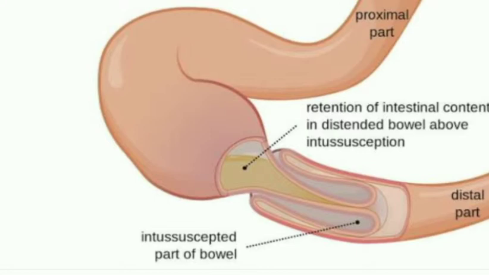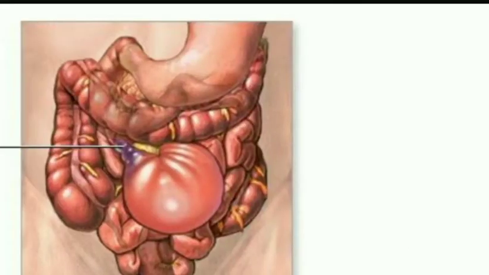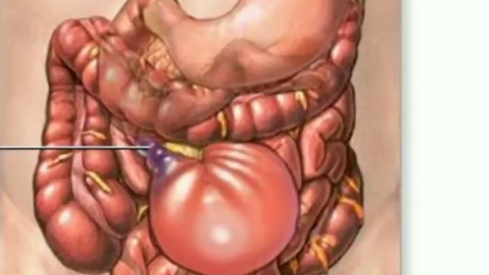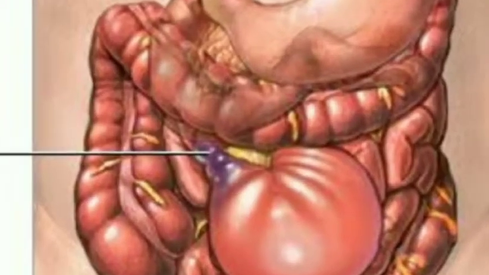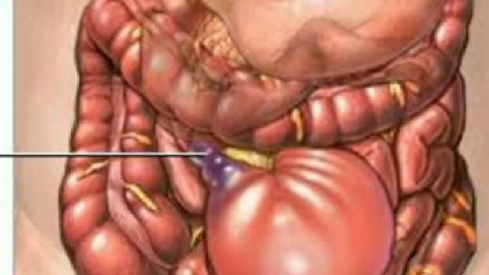Now the next step is that the viability of the gut is assessed. If viable gut is present, it is pushed back into the abdomen and the abdomen is closed. If non-viable, that is, that part of the intestine is dead, then it is resected and the viable parts are anastomosed, that is resection anastomosis is done.